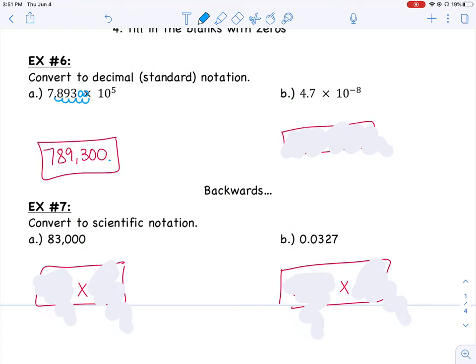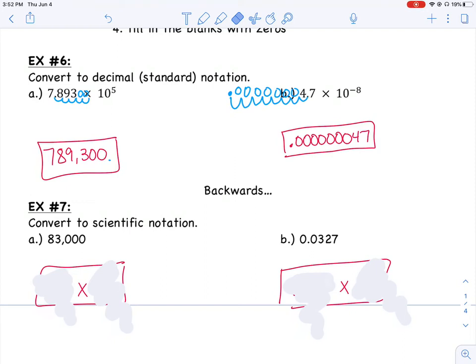Look at B. B says 4.7 times 10 to the negative 8th. That means I really want to take the 4.7 and divide it by 10 8 times. I'm going to make that number really small. I'm going to move that decimal place 8 times, but this time I'm going to move it to the left. 1, 2, 3, 4, 5, 6, 7, 8. My decimal is now here, and I'm going to fill in these blanks with zeros. So your final answer should be 0.000000. That's 1, 2, 3, 4, 5, 6, 7 zeros, and then a 4, 7. So that negative exponent represents that I'm going to have a really small number. The positive exponent represents that we're going to have a big number.